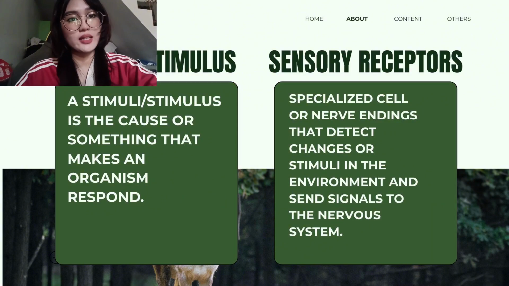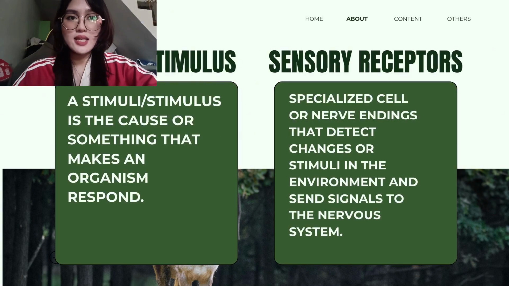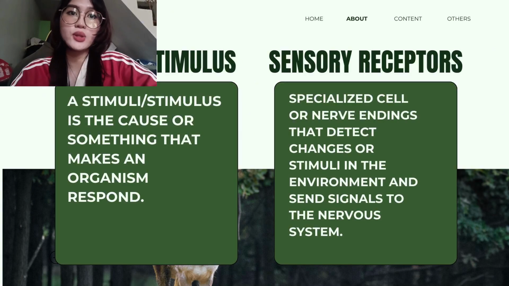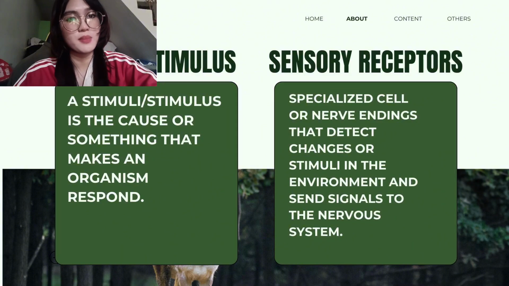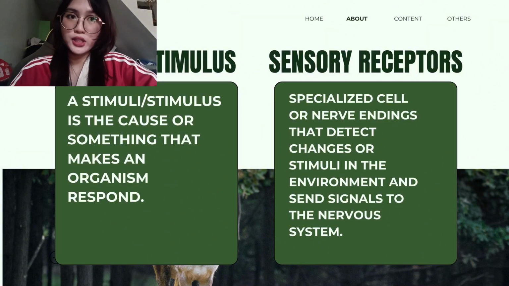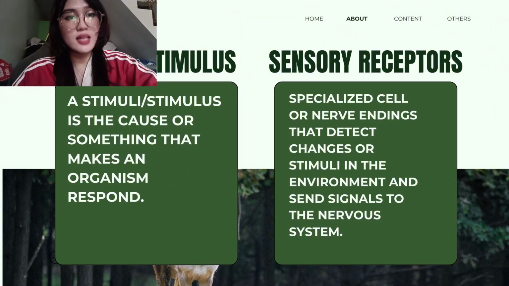In order to detect the stimuli, we use the sensory receptor. A sensory receptor is a specialized cell that senses changes and converts them into nerve signals that the nervous system can interpret. In simple terms, it is a body sensor that notices something happening and tells your brain about it.